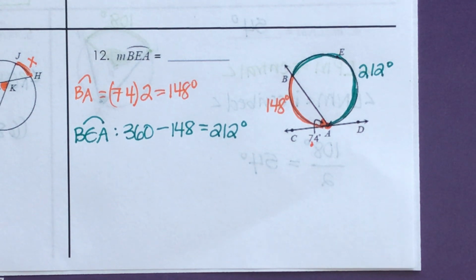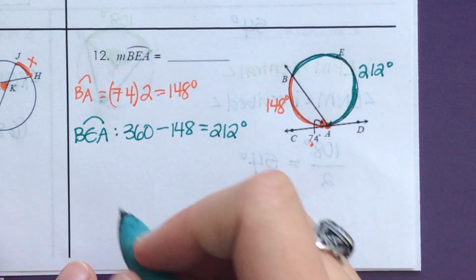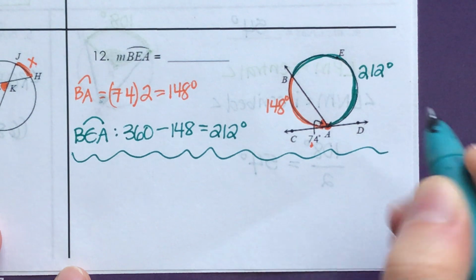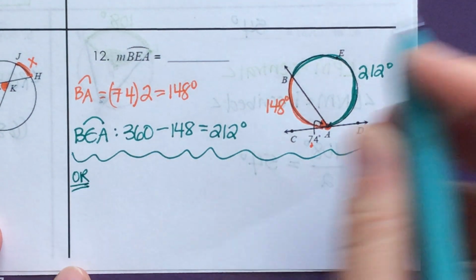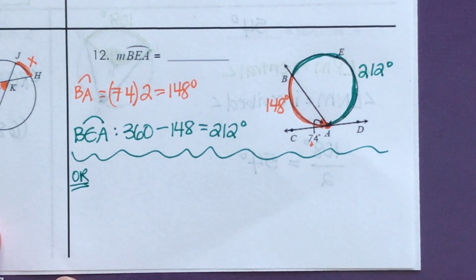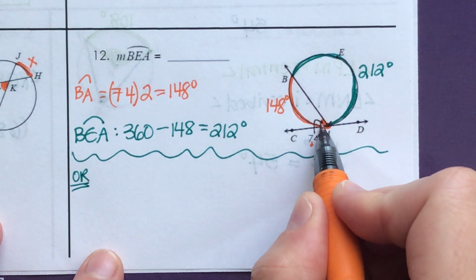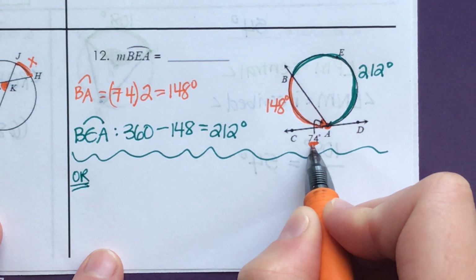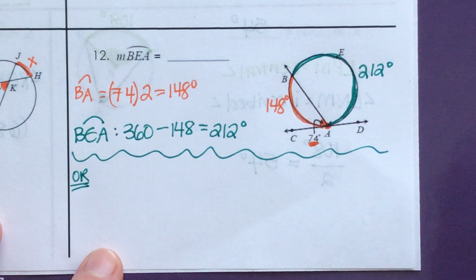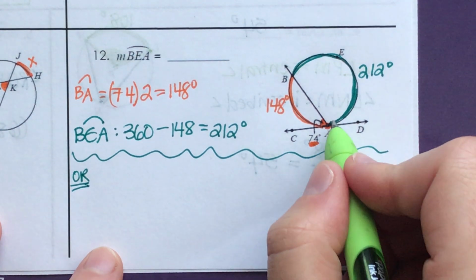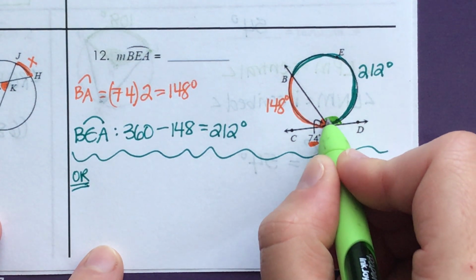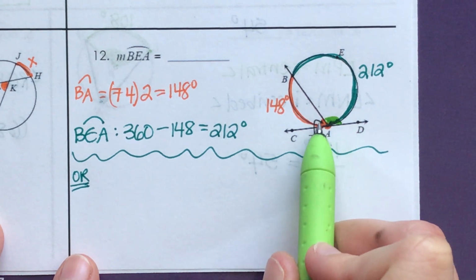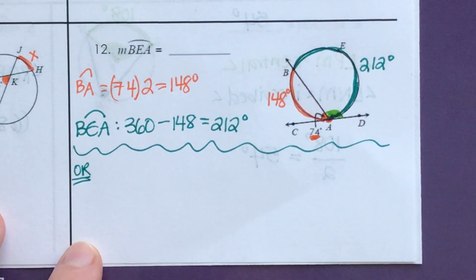That is one way you could have figured this out. Here's a second way, and you can do it whichever way you understand more. You know that this angle right here is 74 degrees. You can find, I'll use a green, this angle over here because you know that these two added together gives you 180 degrees.